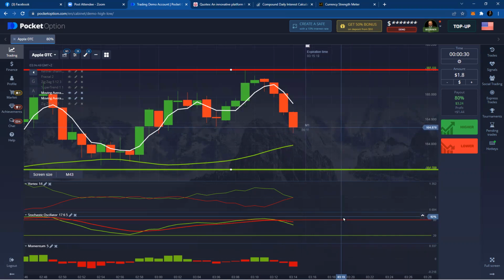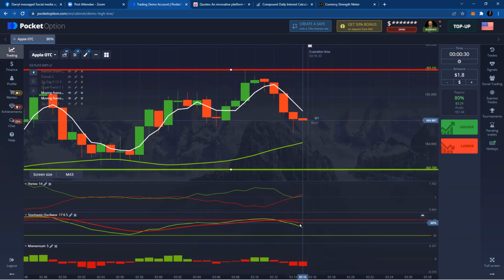Okay. When you get over the 80 over here, you're looking at the pair being overbought. Okay. And as you can see over here, it's going to bring it right down. You see the crossover here, also bringing it back down and going into a sale.